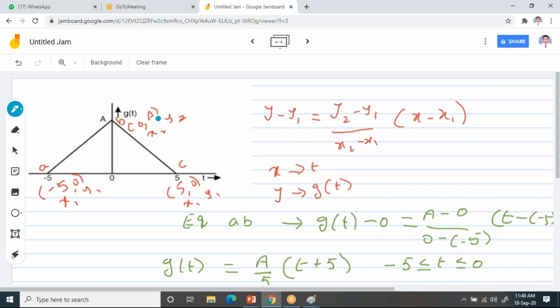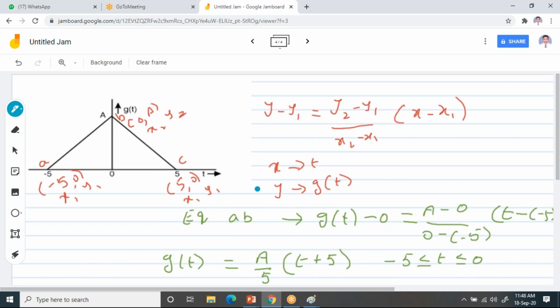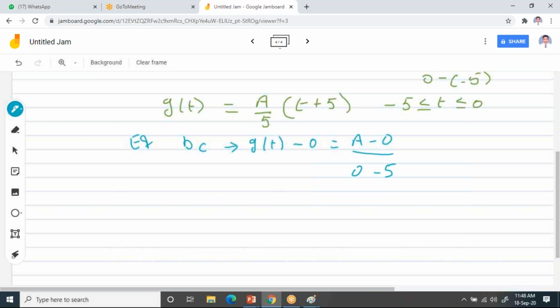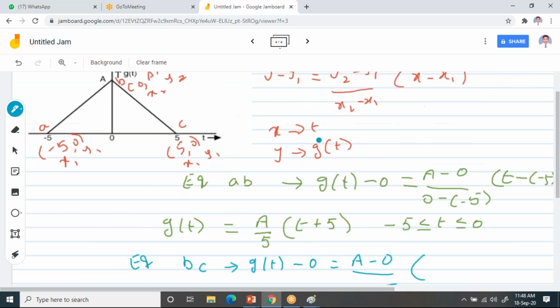Now your y2 is a and y1 is 0. So y2 minus y1 is a minus 0 by x2 minus x1. But your x2 is 0, whereas x1 is 5. So I can say 0 minus 5 into x minus x1. Now your x is again t. I can write x as t, and x1 again is 5.